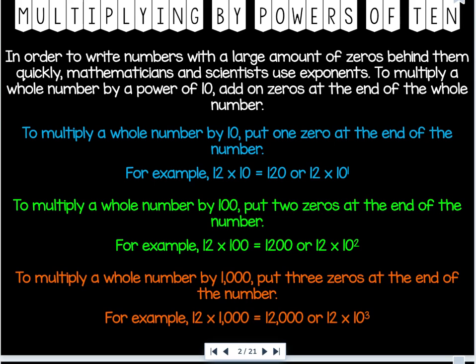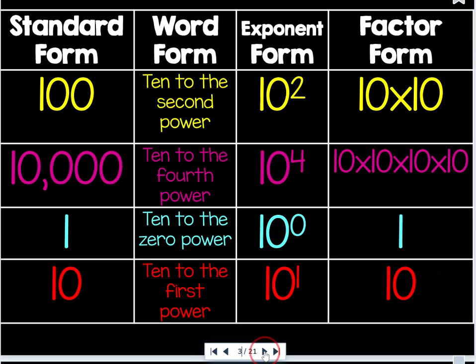To multiply a whole number by 10, put 1 zero at the end of the number. For example, 12 times 10 equals 120, or 12 times 10 to the first power. To multiply a whole number by 100, put 2 zeros at the end of the number. For example, 12 times 100 equals 1200, or 12 times 10 to the second power. To multiply a whole number by 1000, put 3 zeros at the end of the number. For example, 12 times 1000 equals 12,000, or 12 times 10 to the third power.